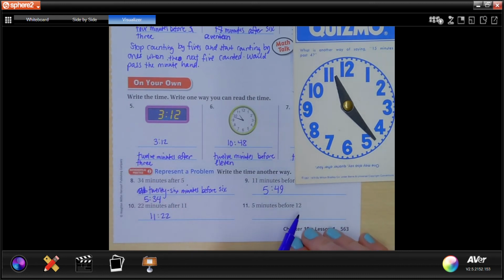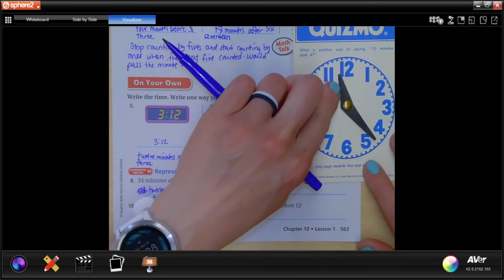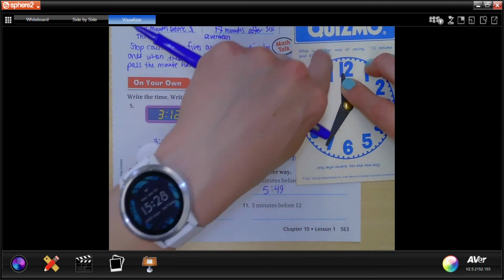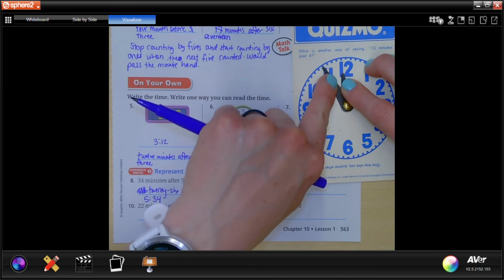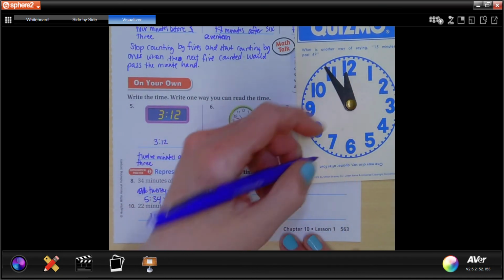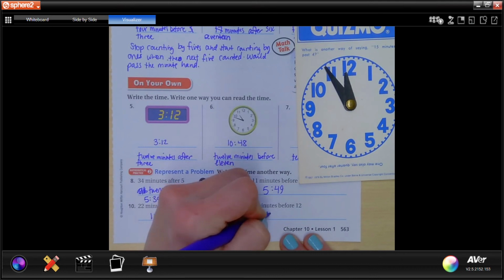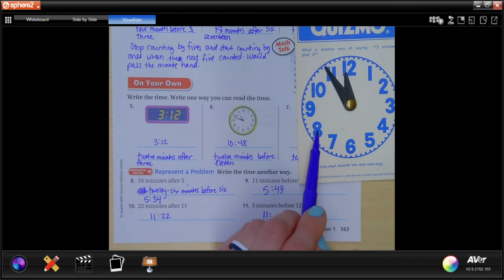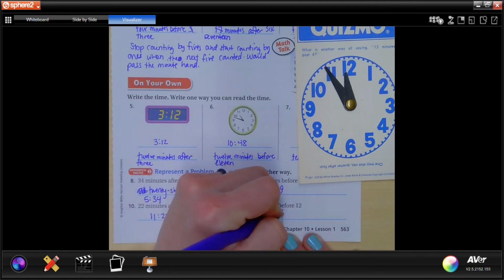5 minutes before 12. So it's almost 12. And it's 5 minutes before. So it is 11, 5, 10, 15, 20, 25, 30, 35, 40, 45, 50, 55. Awesome job.